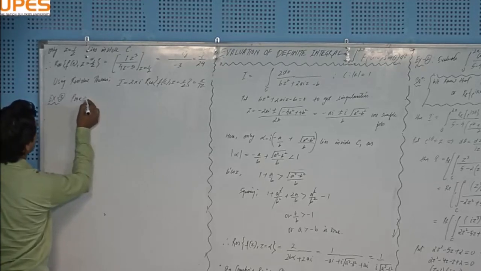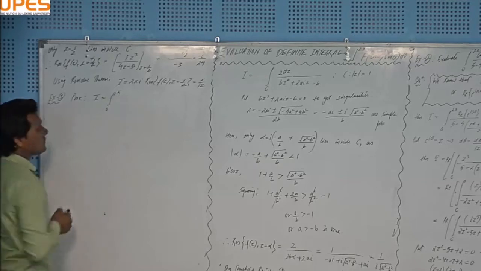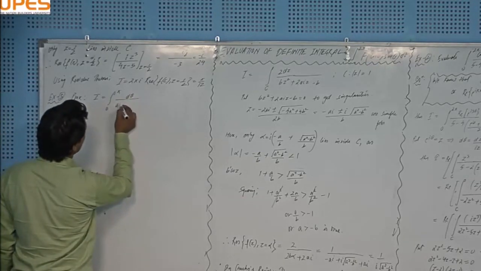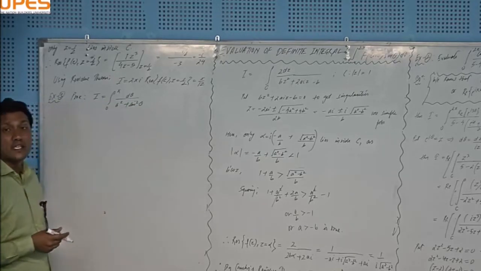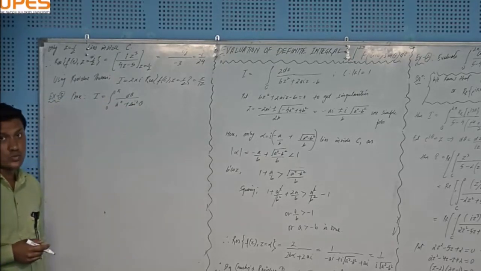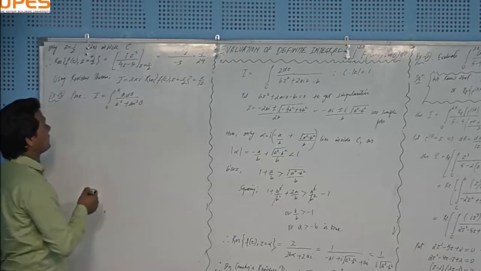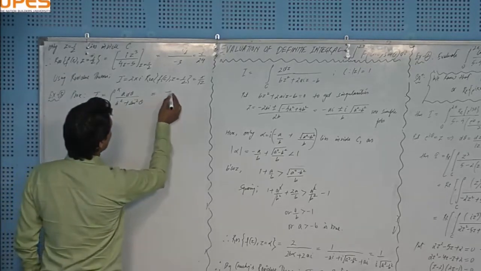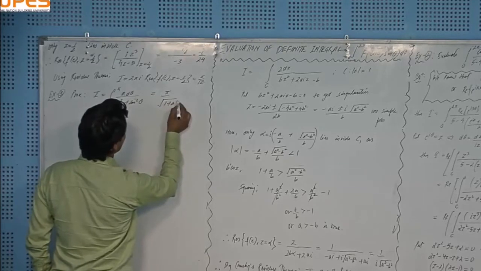prove I equal to integral 0 to pi, right? And d theta over a square plus sine square theta. You can see that the limits are from 0 to pi, and we have a here, right? You have to evaluate this value, or should I write it as pi upon under root 1 plus a square, right?